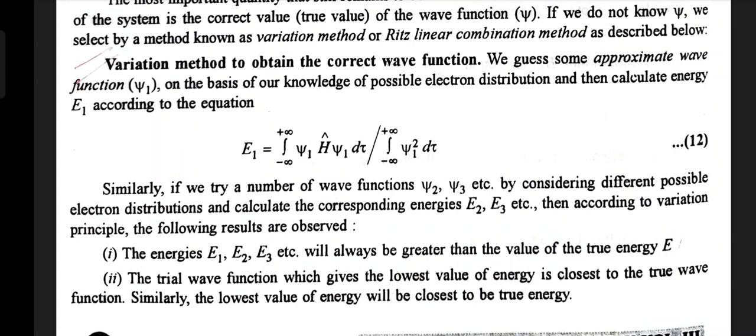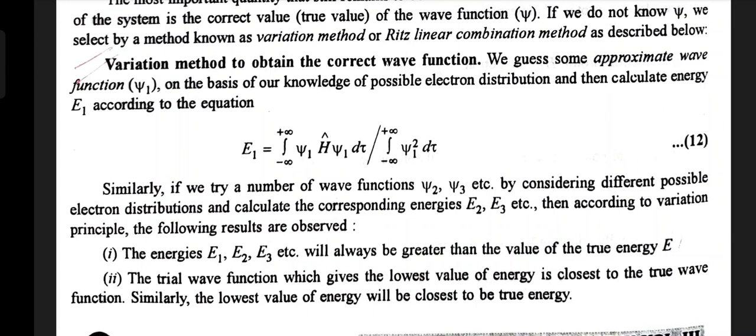E1 equals the integral from minus infinity to plus infinity of psi1 H cap psi1 d tau, divided by the integral from minus infinity to plus infinity of psi1 square d tau. This is the 12th equation. Similarly, we try a number of wave functions psi2, psi3, etc., by considering different possible electron distributions, and calculate the corresponding energies E2, E3, etc.